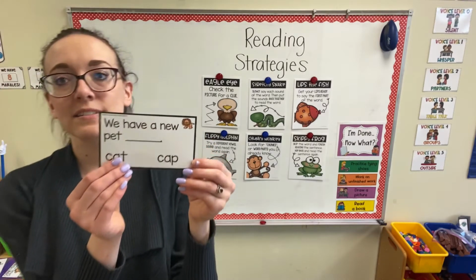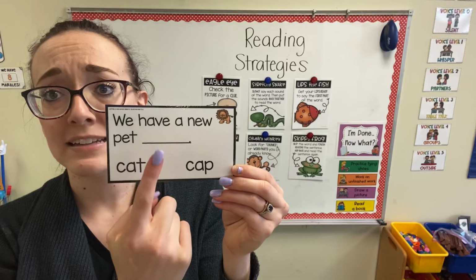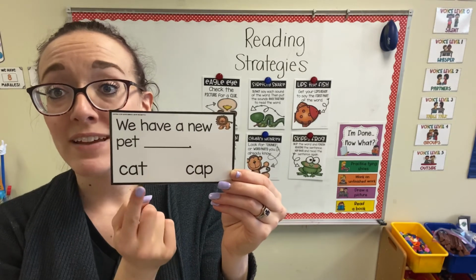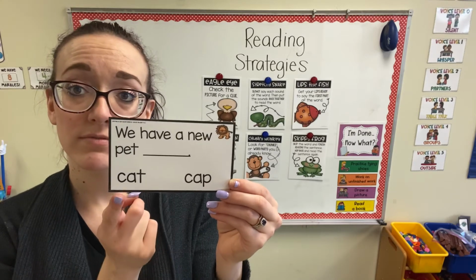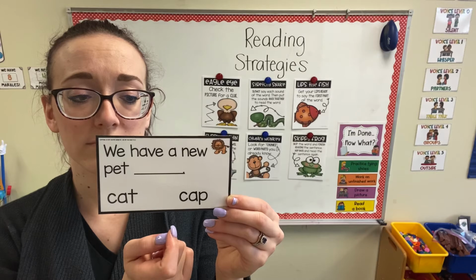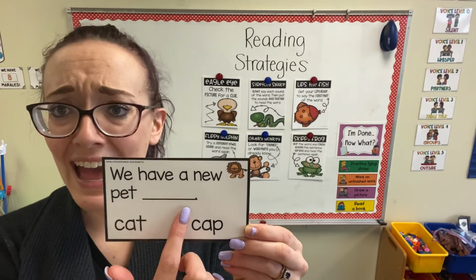So, for instance, I've tried, we have a new pet, I don't know what word that is. I have two choices here to try. Cat or cap? Yeah, cat, right? We have a new pet cat.